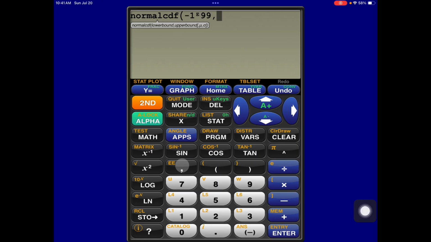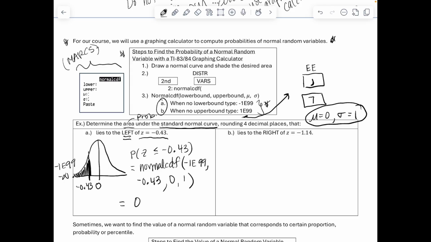Our upper bound is going to be negative, again, that negative is the one that's underneath the 3, 0.43, comma, our mean, which is 0, comma, standard deviation, which is 1. Close your parentheses, select enter, and then round your answer correctly. From the calculator and rounding 4 decimal places, we get 0.3336. So that area or that probability at negative 0.43 and shaded all the way to the left is equal to 0.3336, or almost a little over a third of our graph.